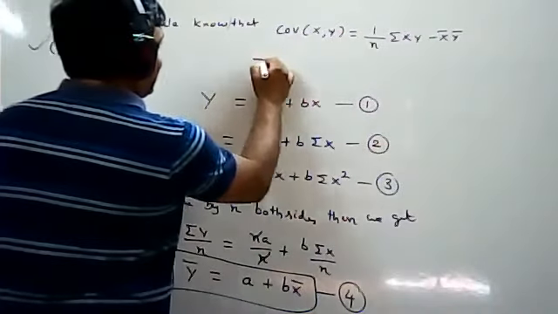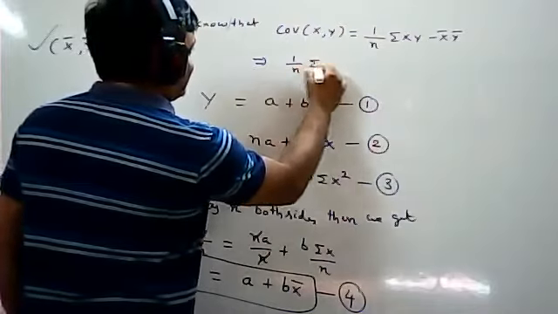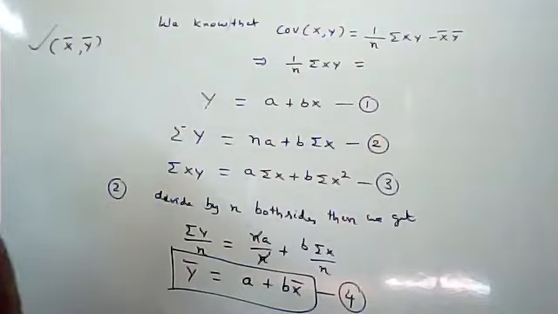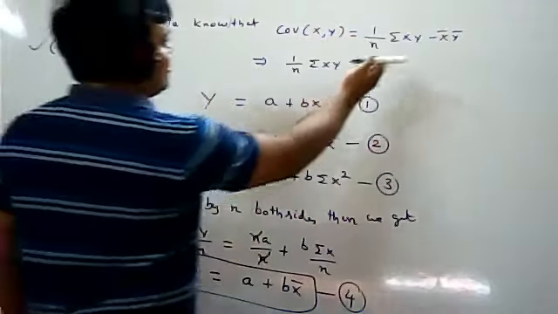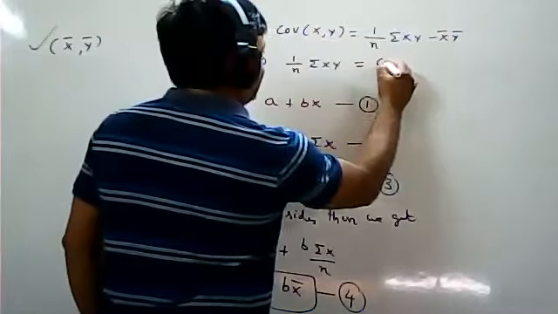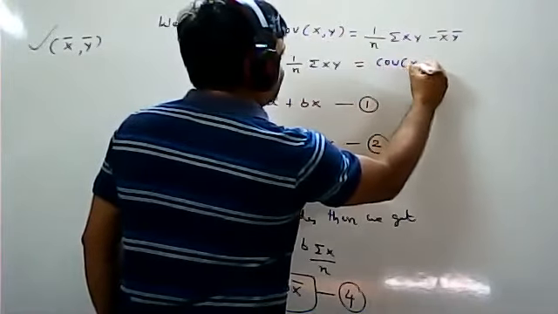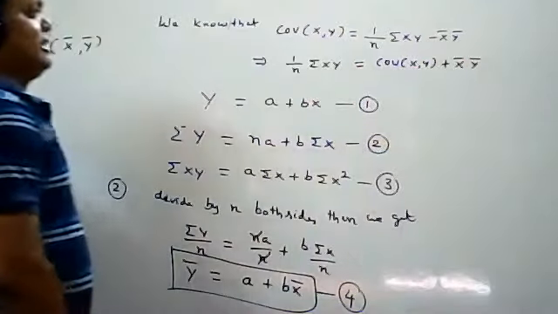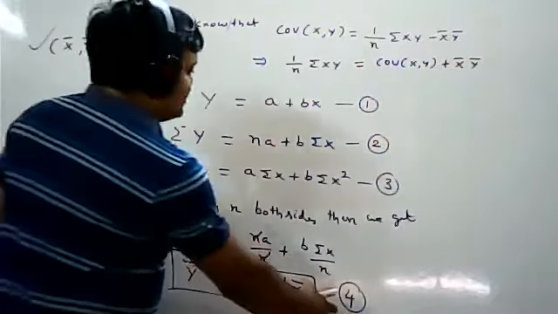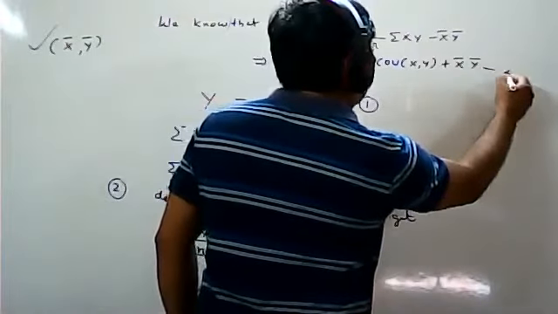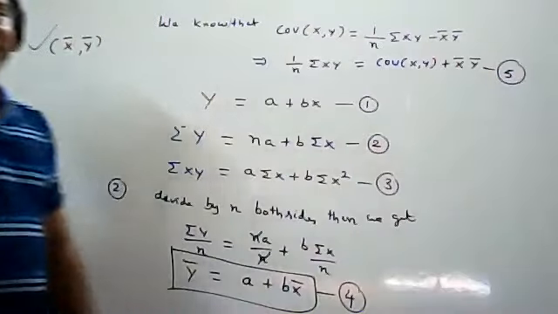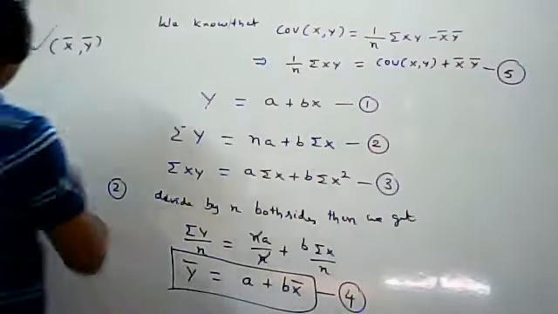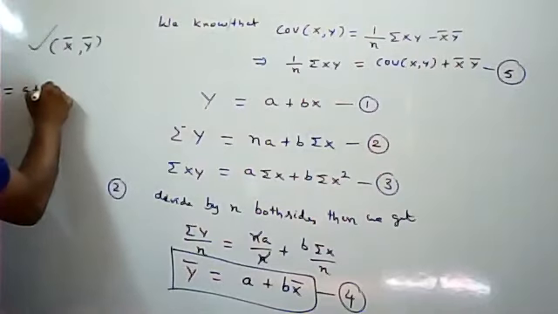So from this, what will I calculate? I want to calculate 1 by n summation xy. So that means 1 by n summation xy equal to, sending this to the other side, that means what you will get, this is nothing but covariance of x comma y plus x bar into y bar. Already 4 is completed, so I will assume this as equation number 5.